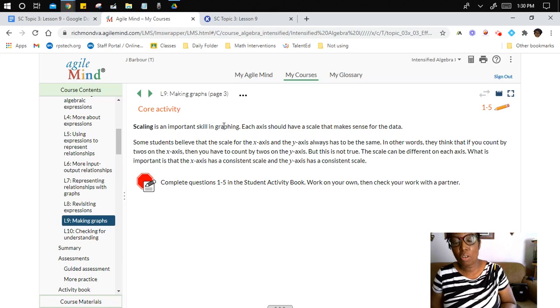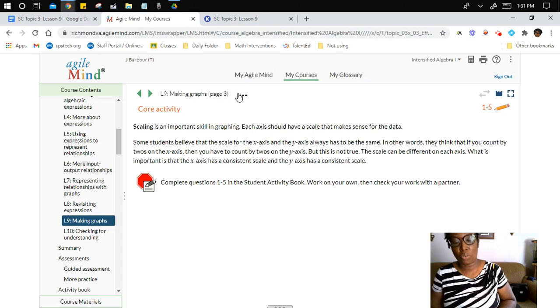Scaling is an important skill in graphing. Each axis should have a scale that makes sense for the data. Some students believe that the scale for the x-axis and the y-axis always has to be the same. In other words, they think that if you count by twos on the x-axis, you have to count by twos on the y-axis. But this is not true. The scale can be different on each axis. What is important is that the x-axis has a consistent scale and the y-axis has a consistent scale.